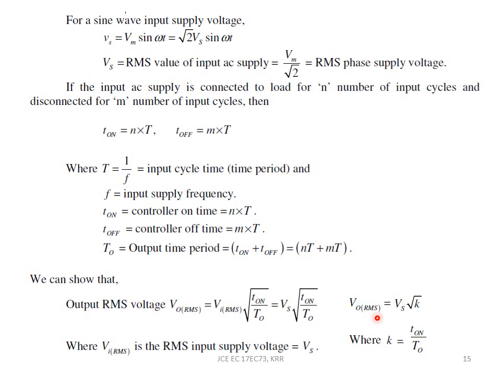Okay, where V0 RMS is therefore equal to Vs into the root of k, where k is equal to T on upon T0. And hence we get V0 RMS equal to Vs into root of k, where Vs is the RMS input supply voltage. The same we can derive analytically by using the formulas that we have done earlier for rectifiers.